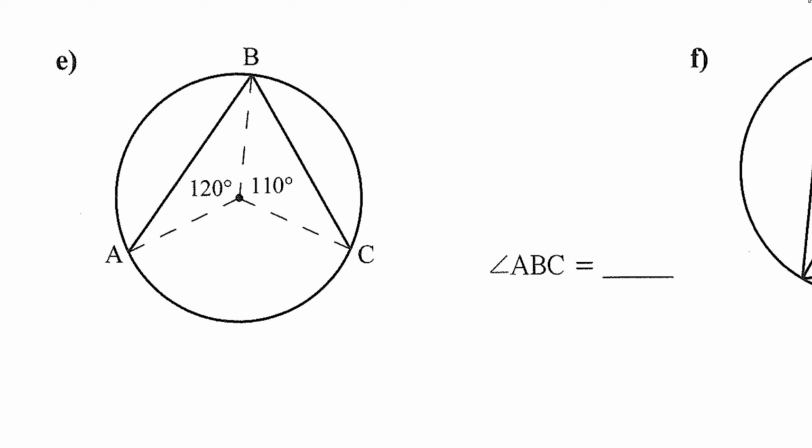Now for letter E, this blue line is a radius, so I'm going to mark that in as a radius, and this blue line is a radius, so I'll mark that in, and this blue line right here is also a radius, let me mark that in. So now we have two isosceles triangles. If this is 120 degrees, that means this should be 30, and that should also be 30, because 30 plus 30 is 60, and 60 plus 120 is 180. And if this is 110, 180 minus 110 is 70, so this should be 35, and that should be 35 degrees to complete the isosceles triangle.